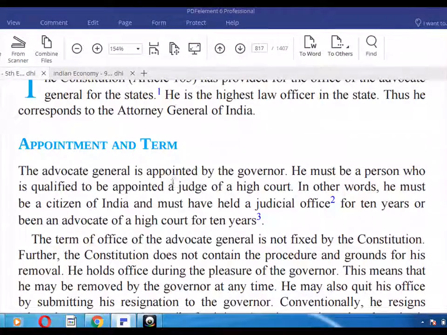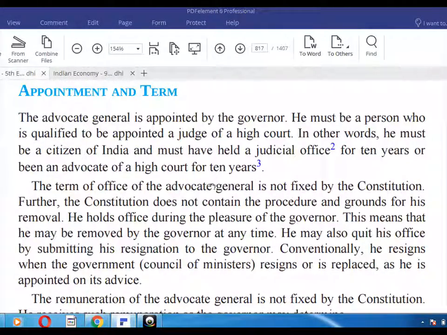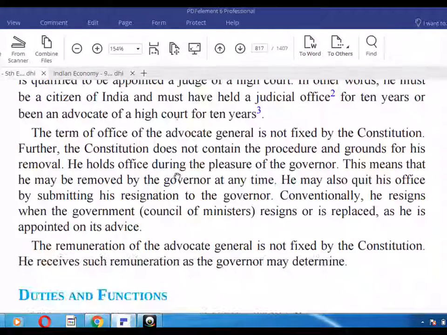The Advocate General is appointed by the Governor. He must be a person who is qualified to be a judge of a High Court. In other words, he must be a citizen of India, must have held judicial office for 10 years, or been an advocate of a High Court for 10 years.